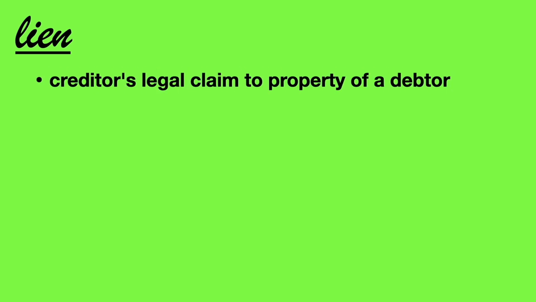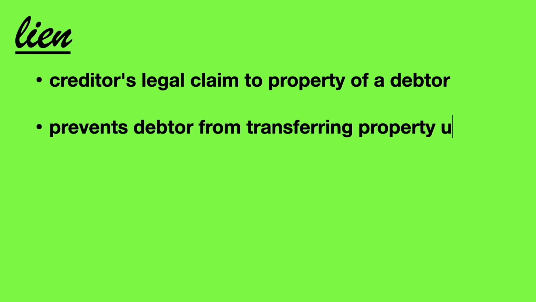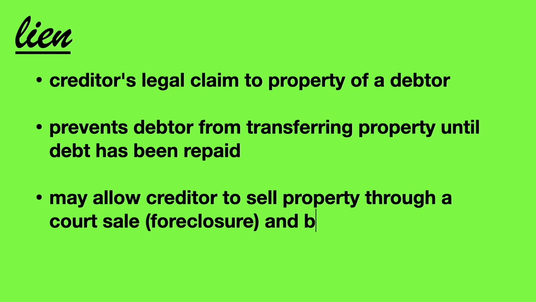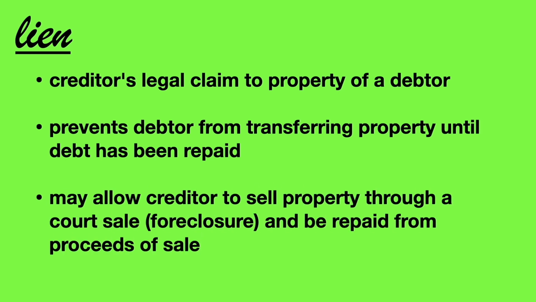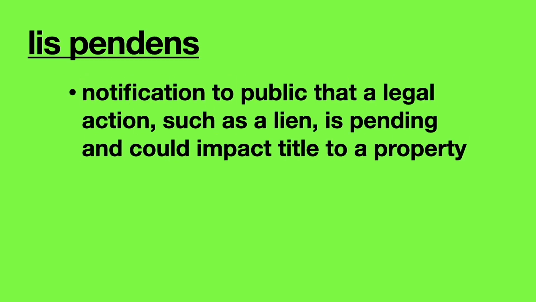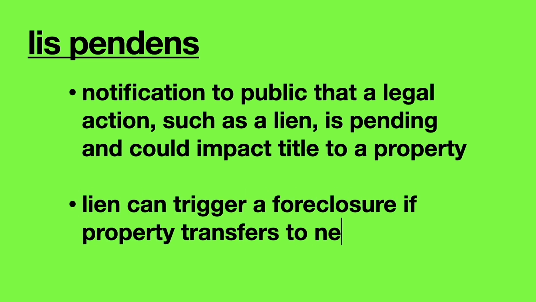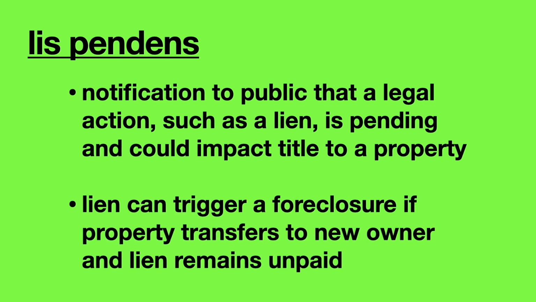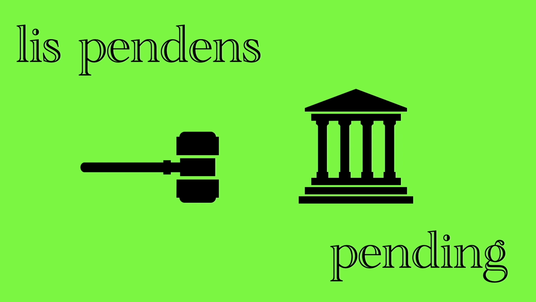Liens. A lien is a creditor's legal claim to the property of a debtor. It prevents the debtor from transferring the property until the debt has been repaid. It may allow the creditor to sell the property through a court sale, foreclosure, and be repaid from the proceeds of the sale. A lis pendens is notification to the public that a legal action, such as a lien, is pending and could impact title to a property. A lien can trigger a foreclosure if the property transfers to a new owner and the lien remains unpaid. Lis pendens, pending.